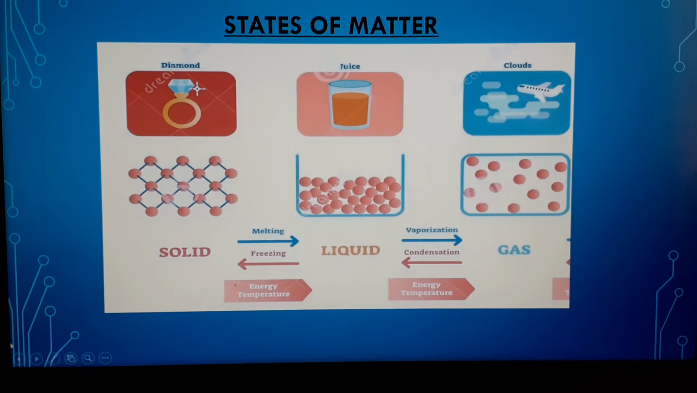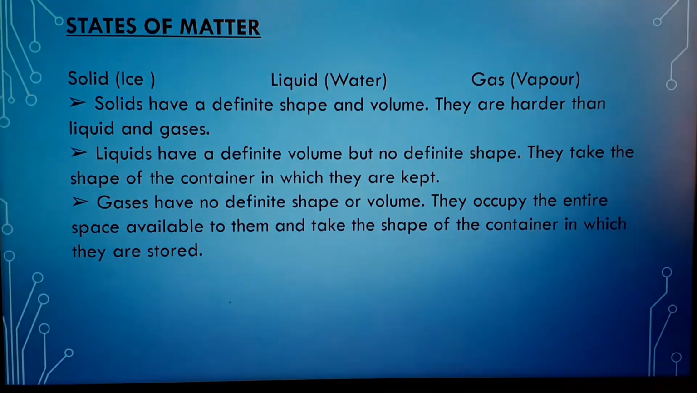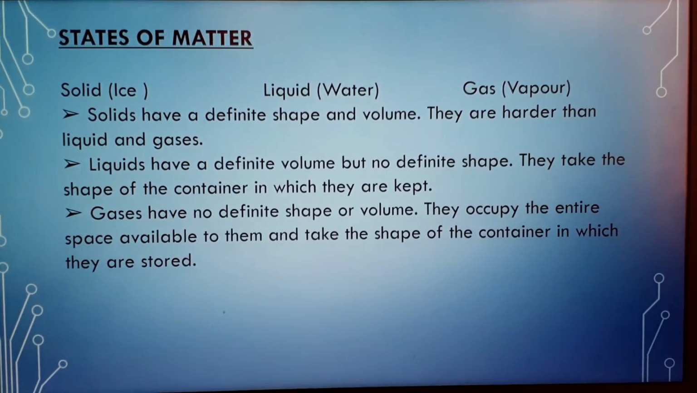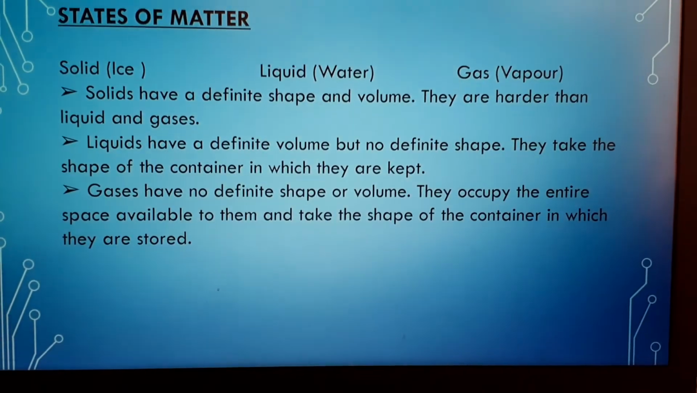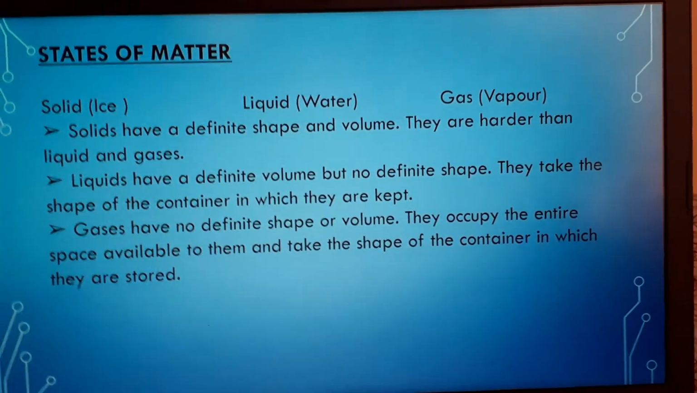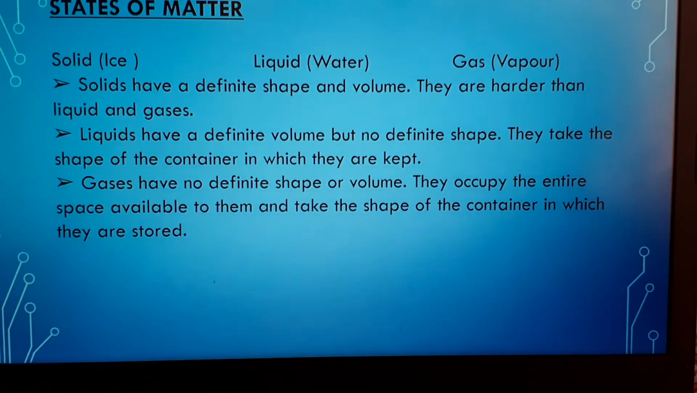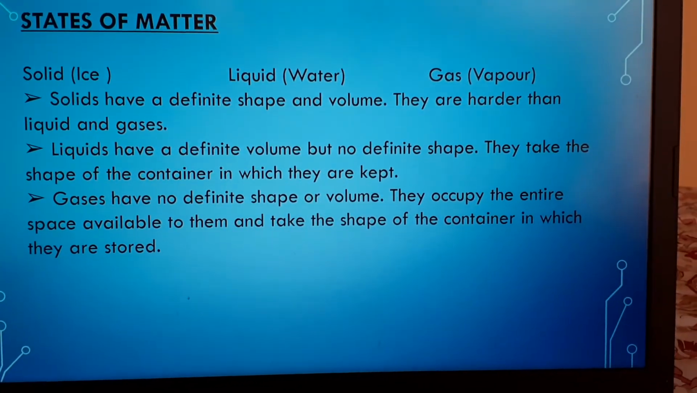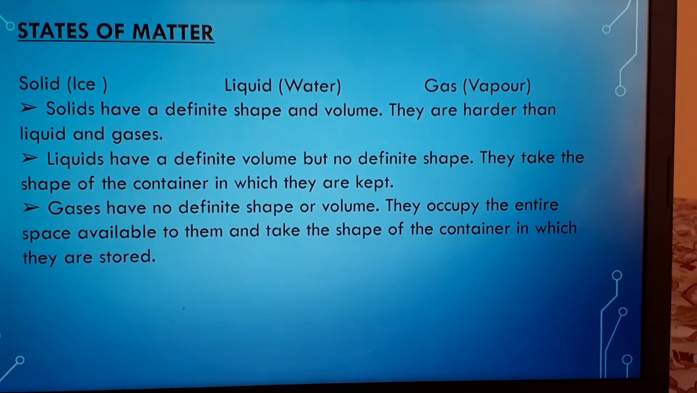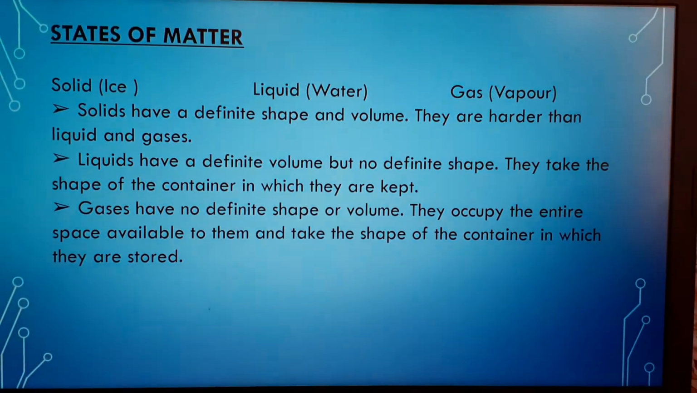Next, see here how matter is present. States of matter: solid. The best example is ice, the simple one. When we heat ice and melt it, we get liquid, that means water. Then, as we go on heating, it changes into gas, that means vapor. These are the states of matter. Solids have a definite shape and volume.